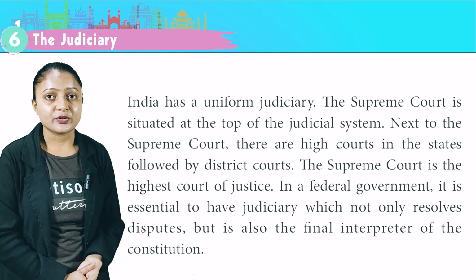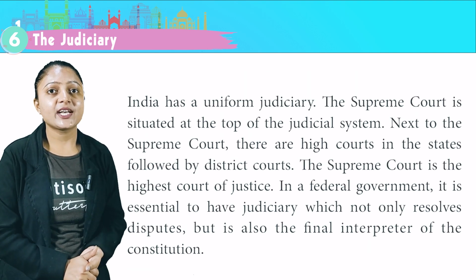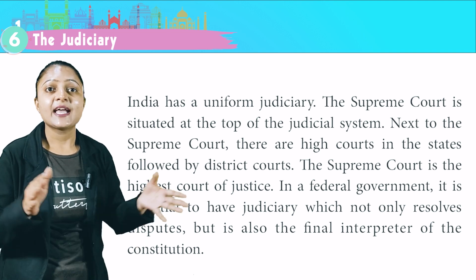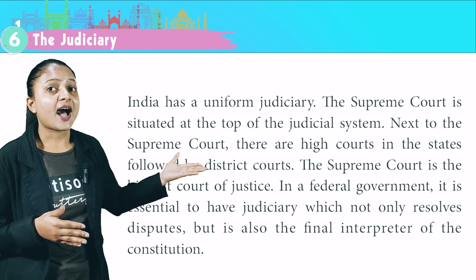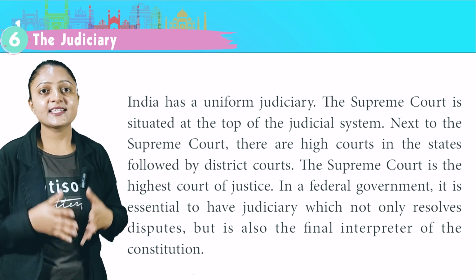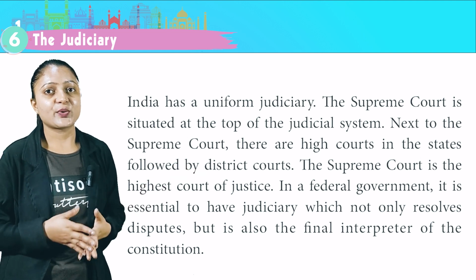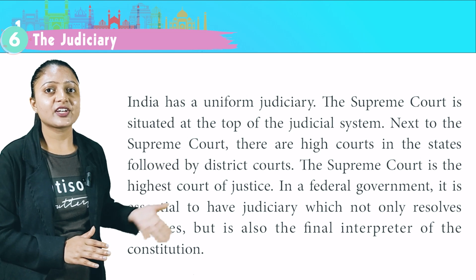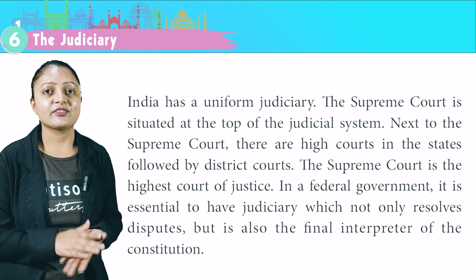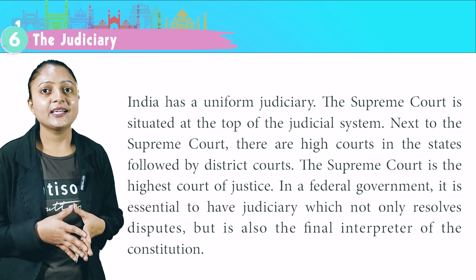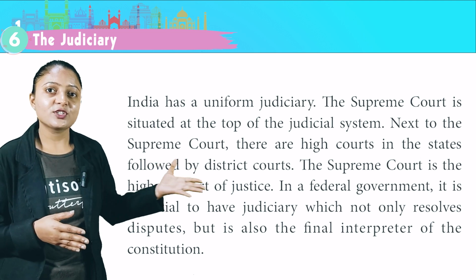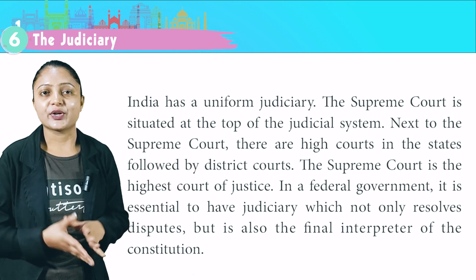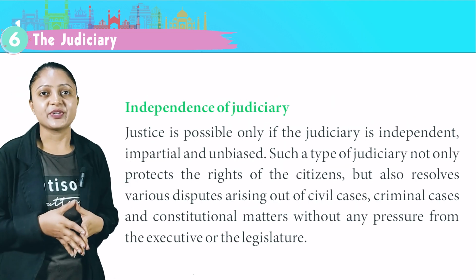India has a uniform judiciary. The Supreme Court is situated at the top of the judicial system. Next to the Supreme Court, there are high courts in the states, followed by district courts. The Supreme Court is the highest court of justice. In a federal government, it is essential to have a judiciary which not only resolves disputes but is also the final interpreter of the constitution.